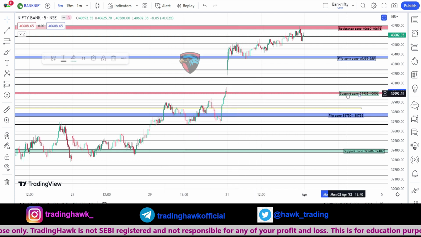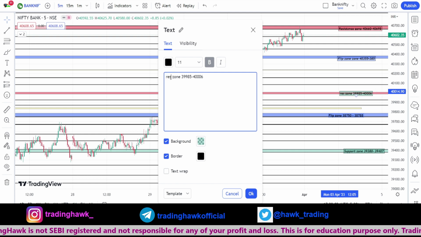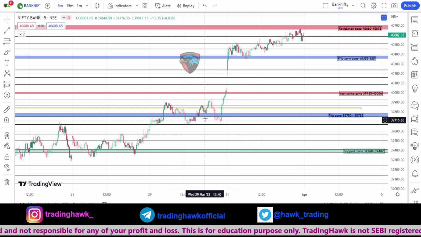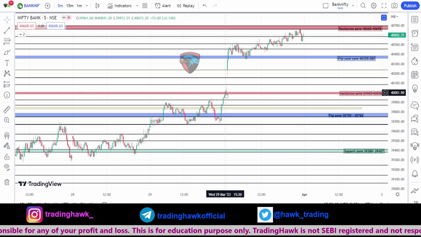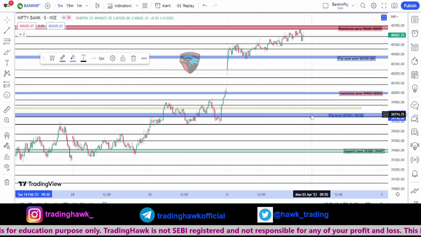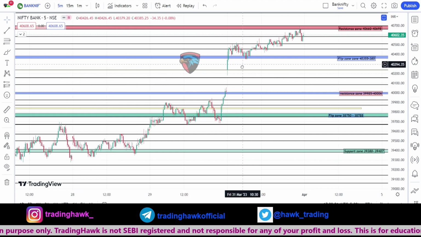So we have resistance. I will make it a resistance as of now, and I will change the color to red. Since we now have the resistance zone, it has already been breached. So what do we have to do for the next day? This resistance zone we have to turn into the flip zone, and this flip zone we have to turn into the support zone, and then we will go above.